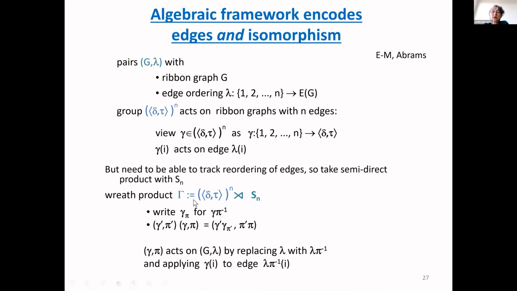So you've got this wreath product, and an element of this wreath product, so gamma, something out of the ribbon group, and something out of the symmetric group, acts on a graph G with an order of its edges by replacing lambda by lambda pi inverse, and then applying the ith element of the ribbon group to the edge lambda pi inverse of i. It just keeps track of which edge you're supposed to be applying to.